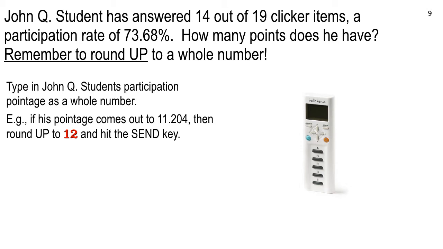Okay, I see some people typing in a number in the 80s. You should end up with a number between 0 and 25. All right, so if you're up in the 80s or 70s, you're making a mistake. Although this is good, most of you are doing pretty good. So 0.7368 divided by 0.85 and cross multiply by 25. And then you'll have it.